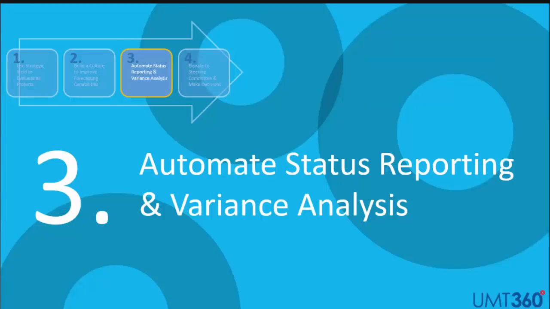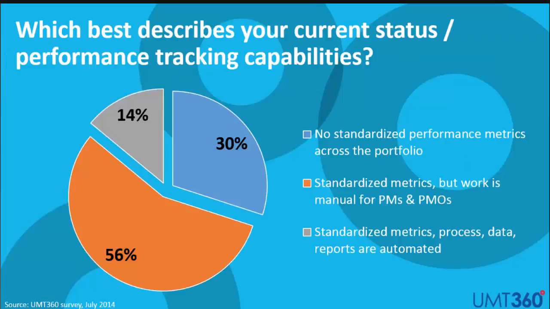Third, automate status reporting and variance analysis. What we've seen here, and this is echoed in this other survey, which was part of the same webcast as the previous survey I showed you, is that PMOs today often struggle to automate status reporting across their project portfolios, the monthly cadence of status reporting. They spend far too much time manually reconciling data and manually building reports.